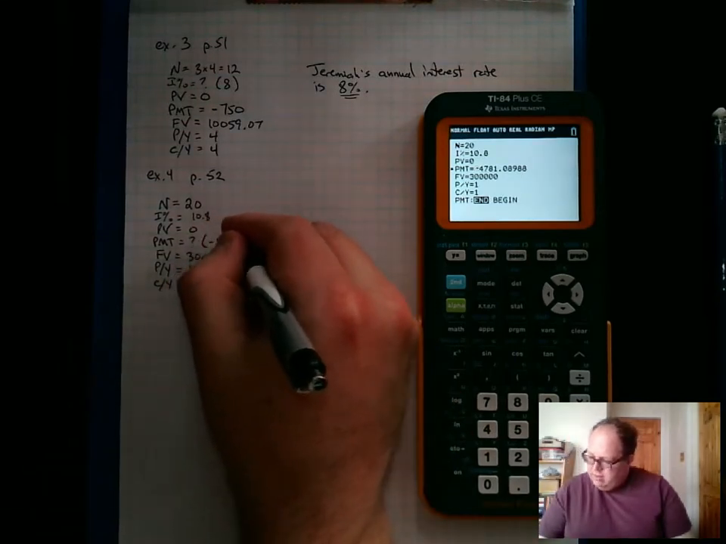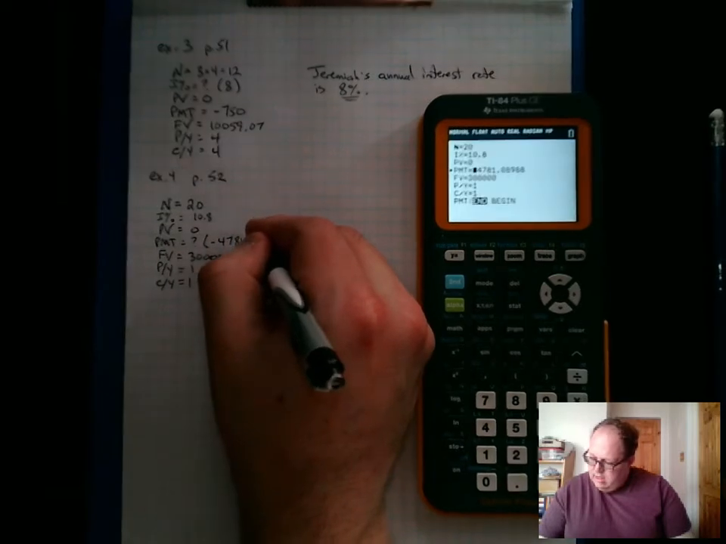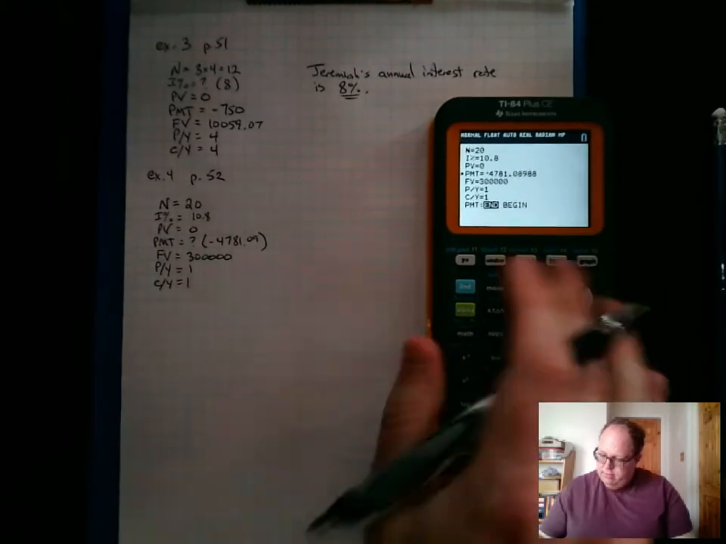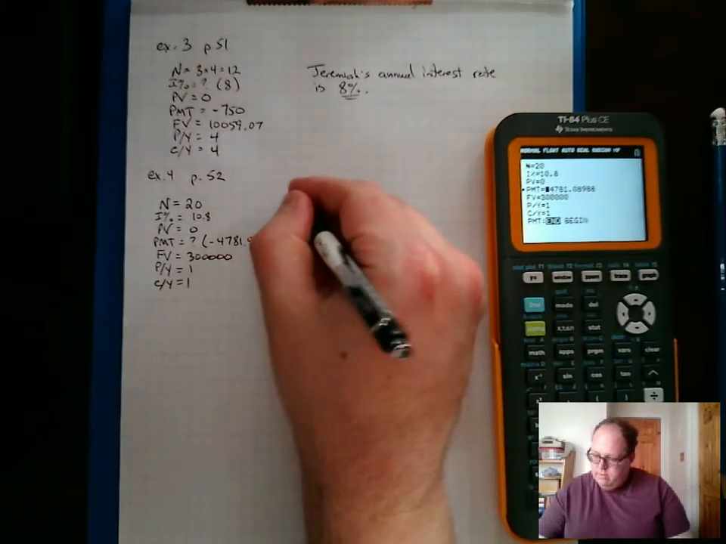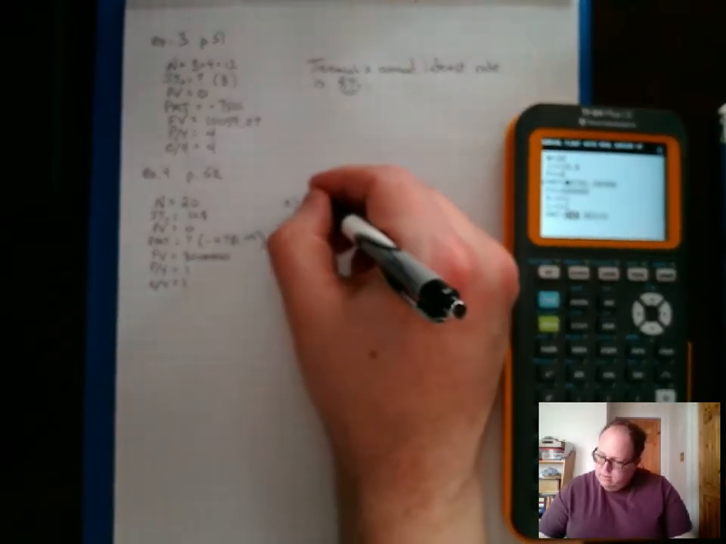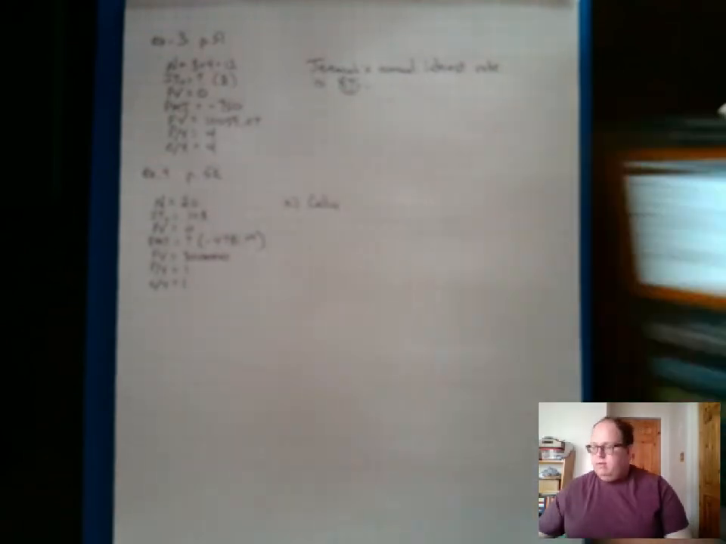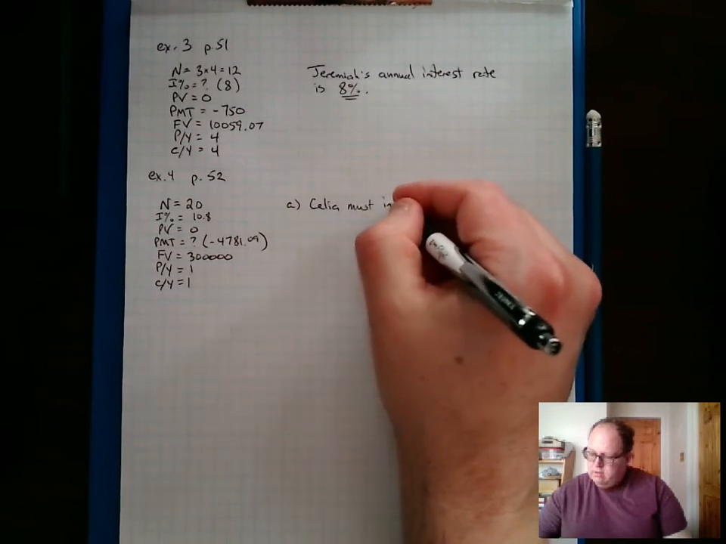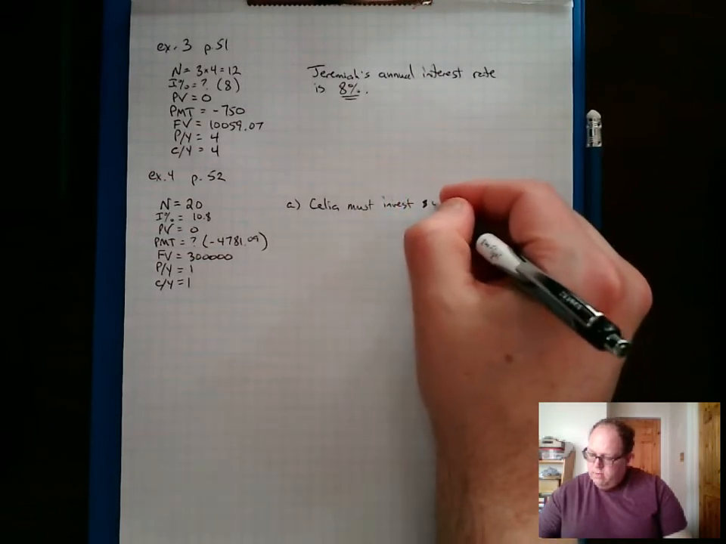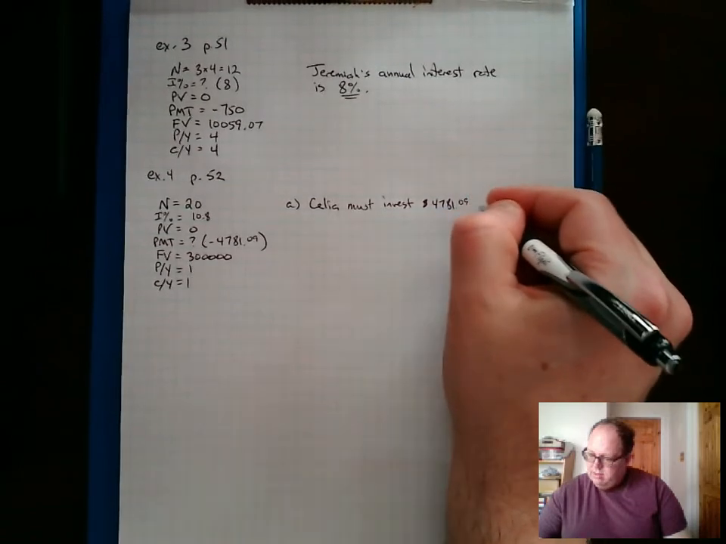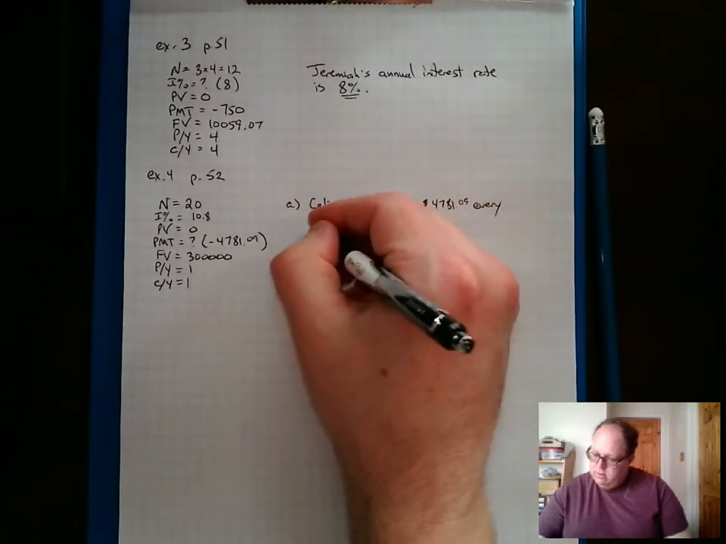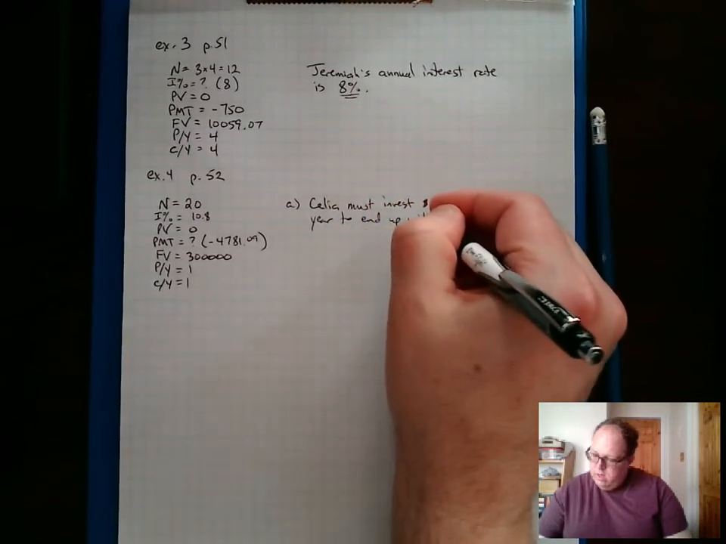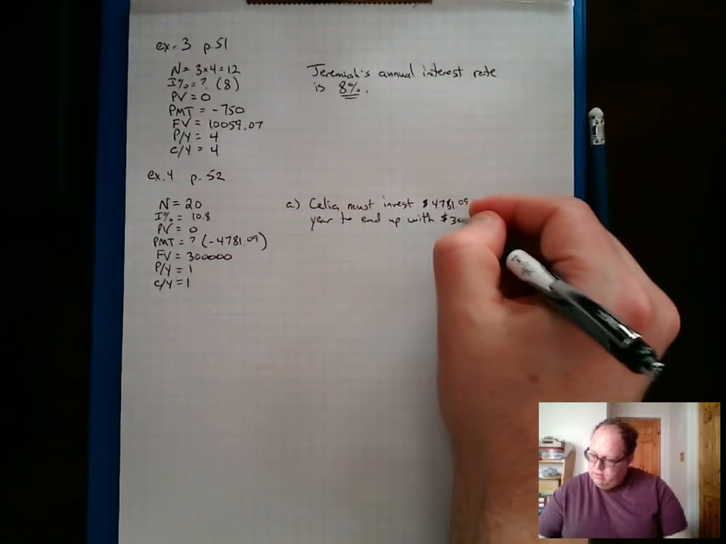And it is $4,781.09. So the A part of our question: Celia must invest $4,781.09 every year to end up with $300,000.